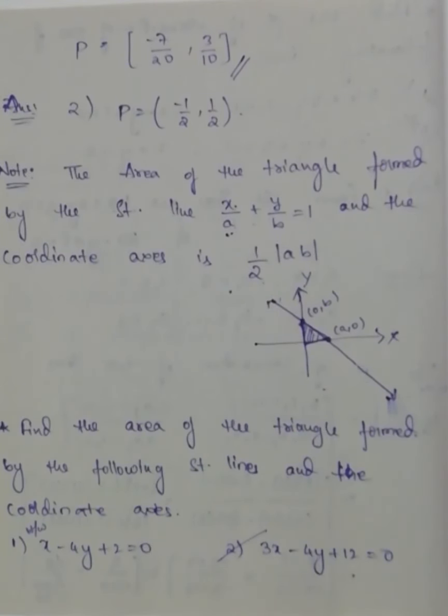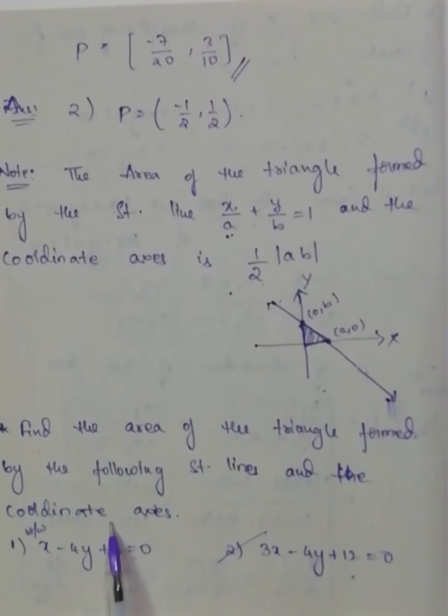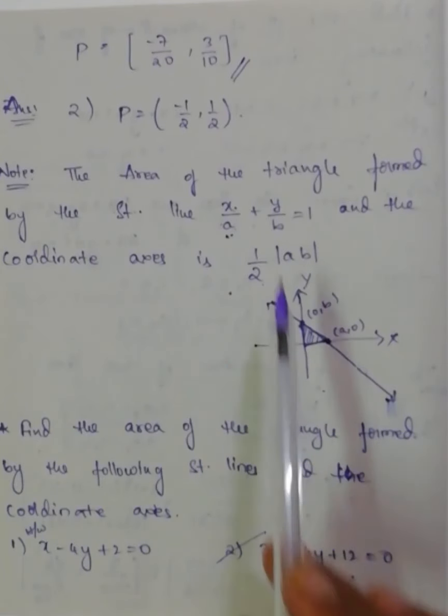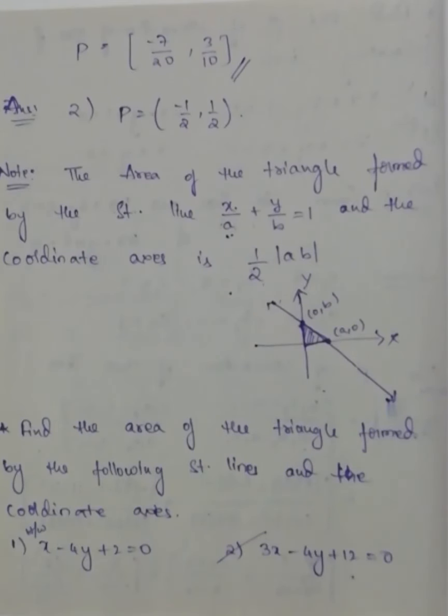Now what is given? We have to find the area of the triangle formed by the following line and the coordinate axis. Means I have to change this equation into the intercept form. Then we have to select what is the x intercept and what is the y intercept, and we have to use the formula. Now solution.